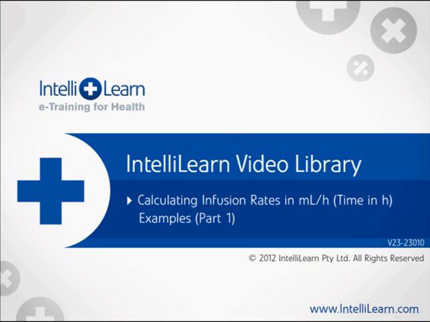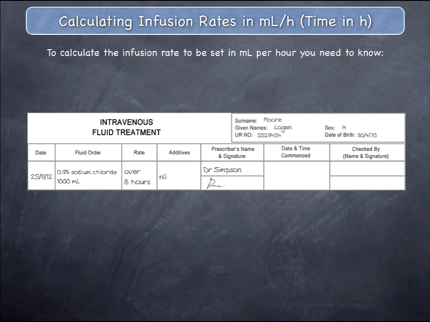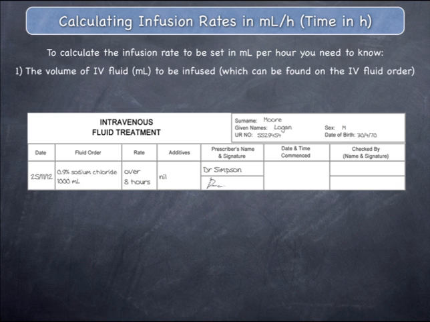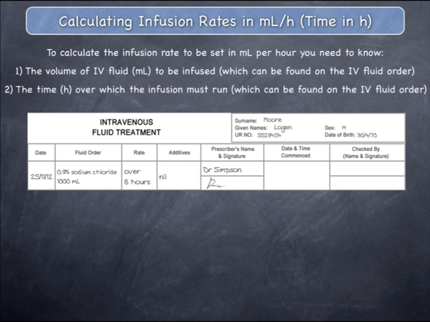Example, part 1. To calculate the infusion rate in mils per hour to deliver to the patient, you need to know the volume of IV fluid that the patient must receive, expressed in mils, and the time over which the infusion must run. This is called the rate and will be expressed in hours or minutes. In this example, we will consider a time in hours.